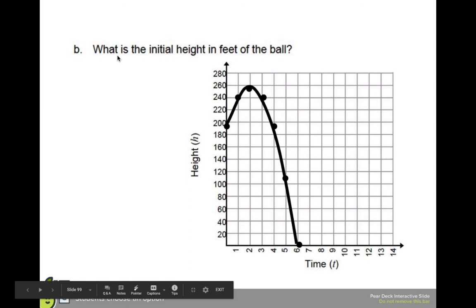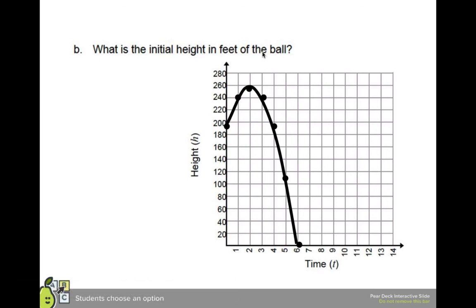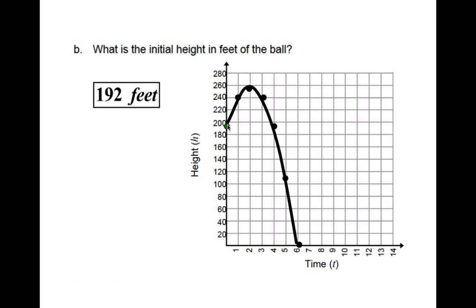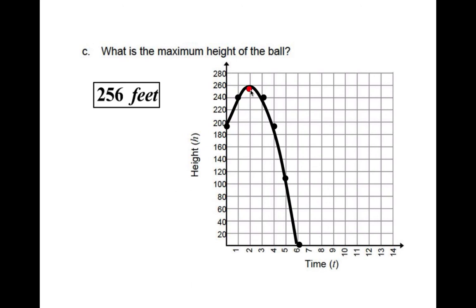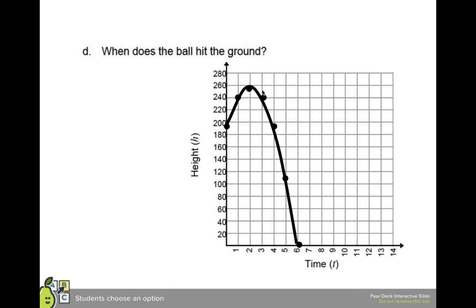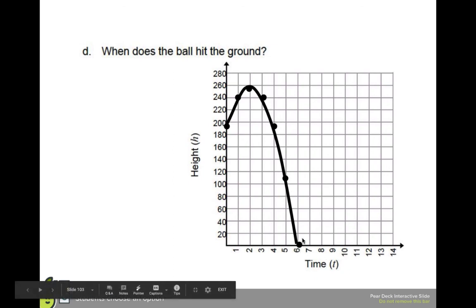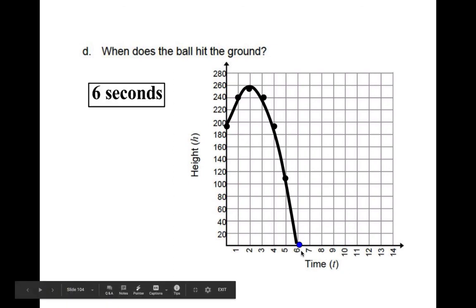So what is the initial height in feet of the ball? You should notice that the ball started at 192 feet. And then what's the maximum height of the ball? The highest that the ball goes is up here at your vertex, which was 256 feet. Part D says, when does the ball hit the ground? That would be after 6 seconds.